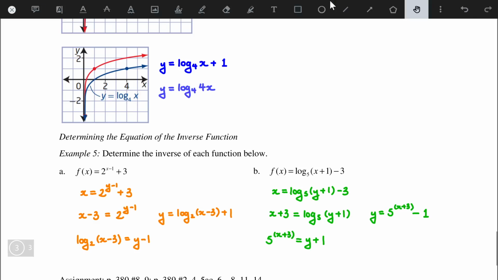And that's it. So that's it for today. We looked at the logarithmic function and its transformations. Once again, thank you for listening.